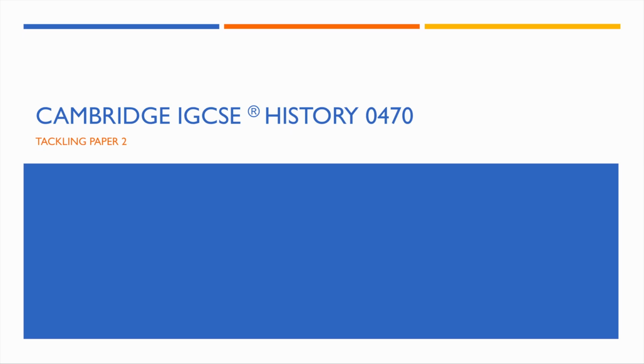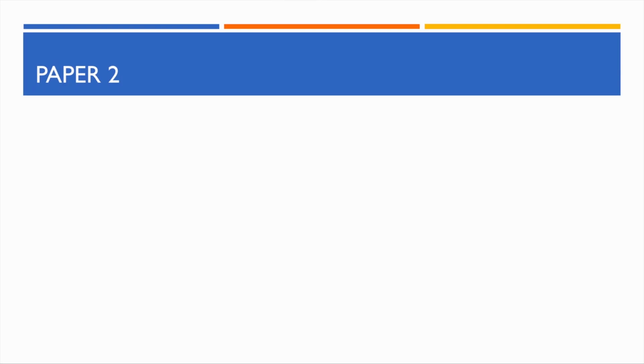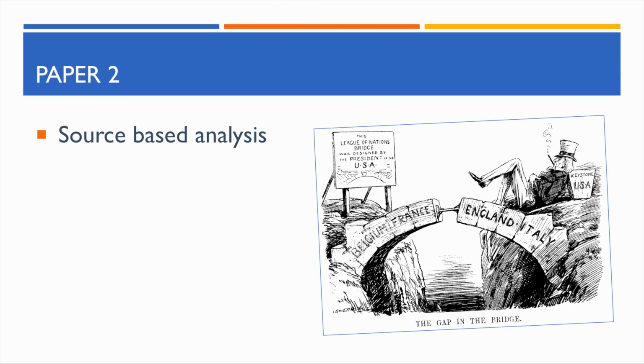Today we are talking about tackling paper number 2. As a reminder, paper number 2 has a few different components. Perhaps the thing that distinguishes it from other parts of the IGCSE curriculum is that it is a source-based analysis in which students are given different sources which they have to look at during the paper and try to make sense of them.